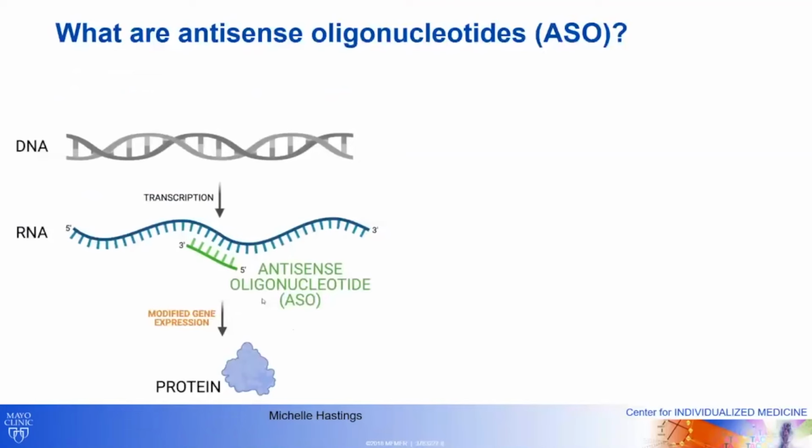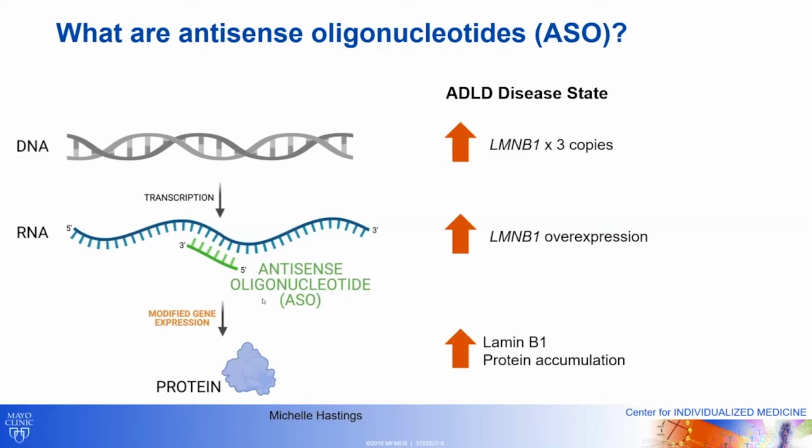A little more simplistic design here again. So we have our DNA, that's going to be our gene of interest. This is transcribed into RNA, and that's where our ASOs are going to target. And then depending on your mechanism of disease, we want to alter how that protein is made or how it functions. So if we think about ADLD, we know we have generally an increase in the number of copies of Lamin B1 or a deletion that leads to overexpression. But either way, we get Lamin B1 overexpression at the RNA level that leads to that Lamin B1 protein accumulation.